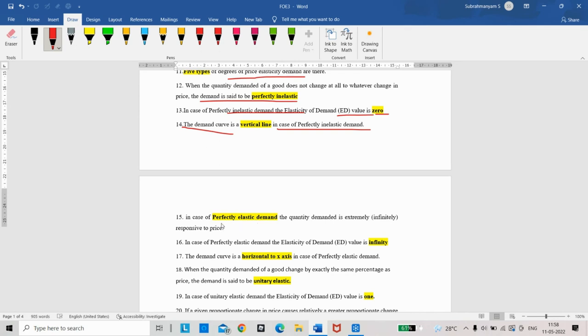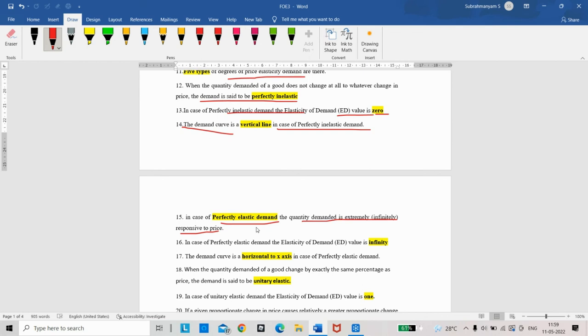In case of perfectly elastic demand, quantity demanded is infinitely responsive to price. That means even a small, minute percentage change in the price leads to an infinite percentage change in the quantity demanded. That is perfectly elastic demand. That means a minute change, like 0.2 percent or 0.1 percent change in the price, leads to 100 percent change.